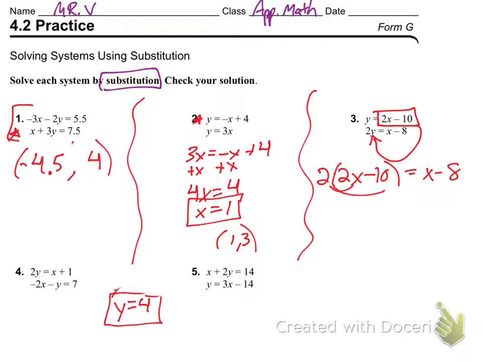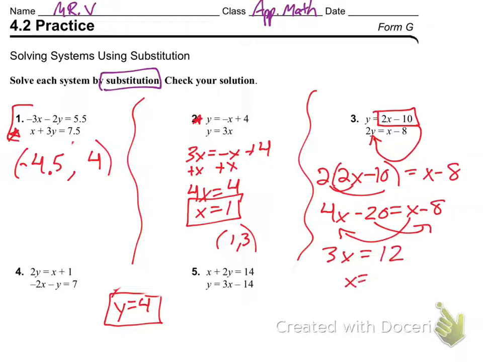Then I'll distribute. We'll get 4x minus 20 is equal to x minus 8. So then I'm going to take the x over, the x over here and the 20 over here. And I'll get 3x is equal to 12. So then x is going to equal 4.